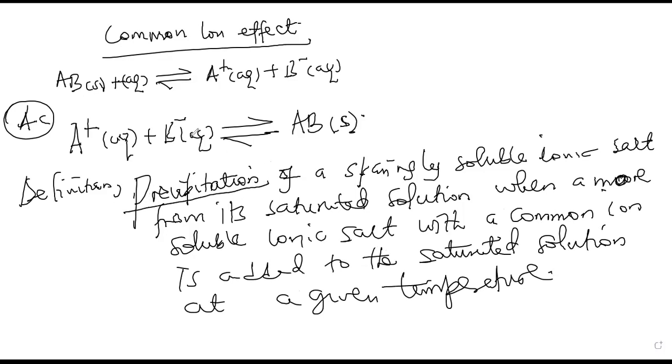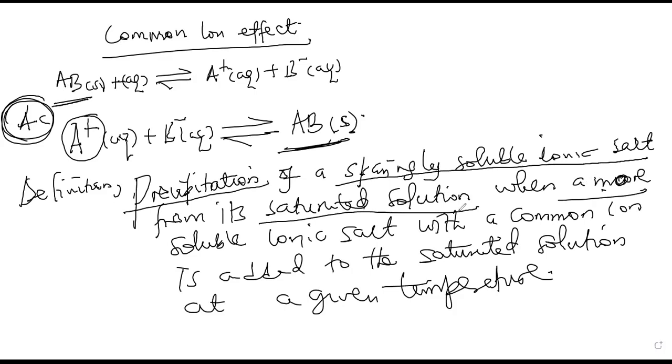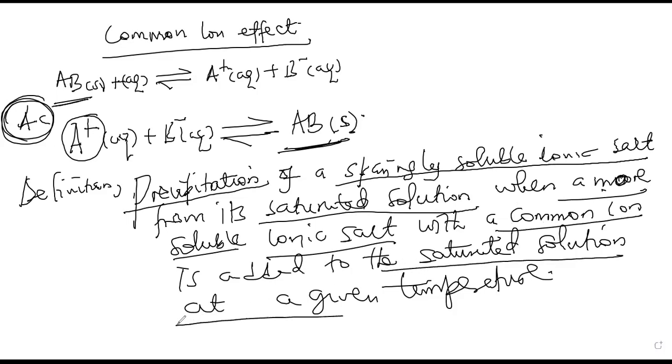Precipitation, because you can see by adding a more soluble solute SC, which has a common ion, we precipitated a sparingly soluble solute we had. So it is the precipitation of a sparingly soluble ionic solute from its saturated solution when a more soluble ionic solute with a common ion is added to the saturated solution at a given temperature. As simple as that.